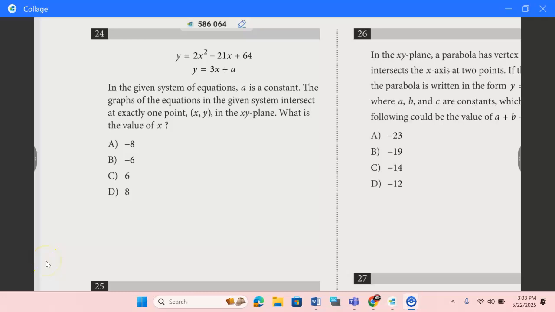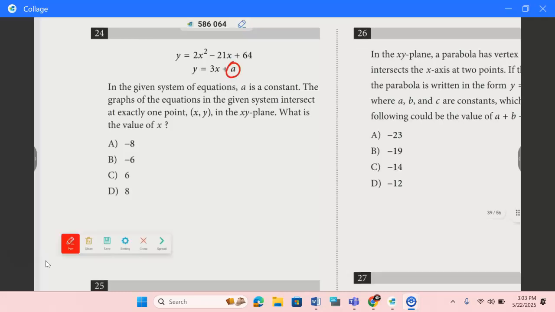There's the SAT problem, College Board question. You may want to pause here. 24 out of 27, it's going to be a harder one. Now, system of equations. Ordinarily I would just type this in Desmos, but we've got this a right here. In a given system of equations, a is a constant. The graphs of the equations in the given system intersect at exactly 1 point. Okay, so what's the value of x?